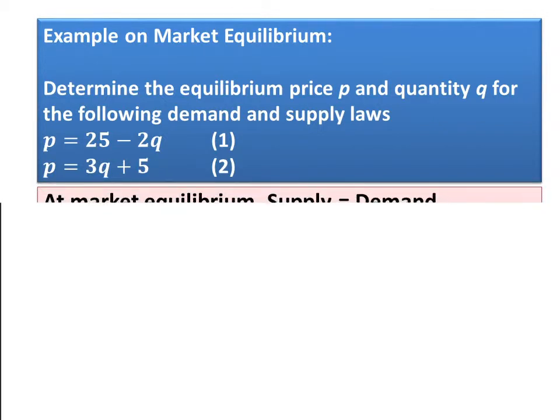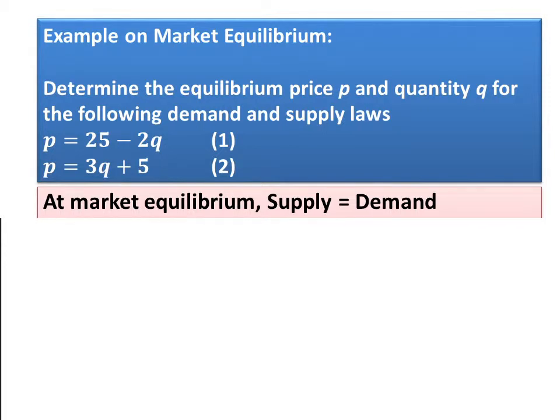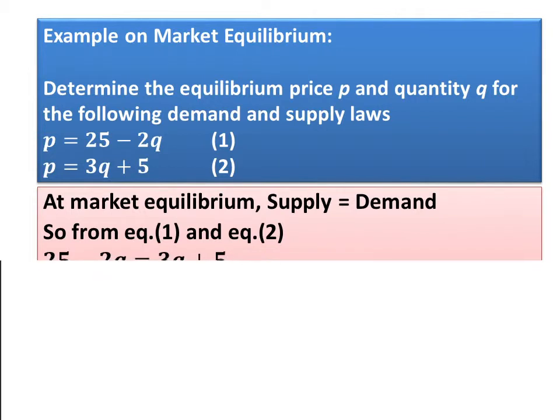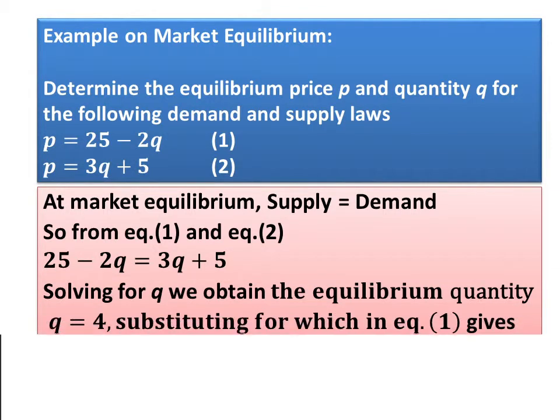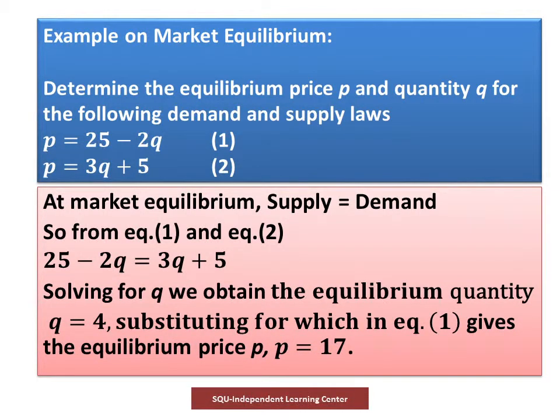So we have the supply and the demand, and we know that at market equilibrium, supply equals demand. So from equation 1 and equation 2, we can write 25 minus 2Q equals 3Q plus 5. Now solving for Q, we obtain the equilibrium quantity, which is 4. And substituting for this quantity into equation 1, we get the equilibrium price, which is 17.